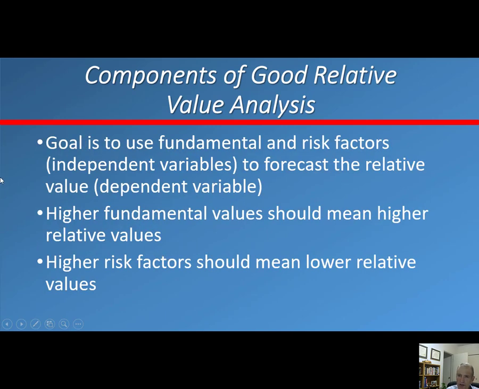So the goal is to use those fundamental and risk factors as independent variables to try to figure out what should the relative value factor be. So looking at the firm's liquidity, solvency, turnover, and margin, you look at all that and you say, wow, this firm should have a price to earnings ratio of 23, and it's actually only 16, so this is a really cheap stock.